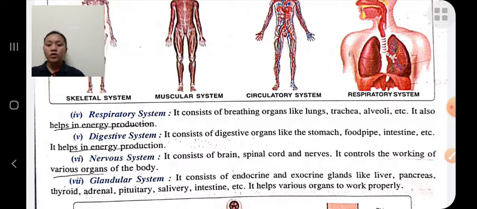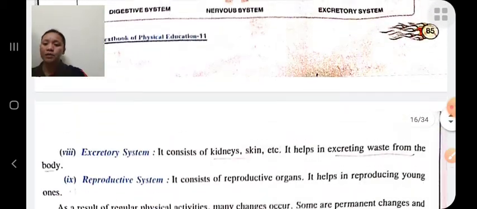The glandular system helps various organs to work properly. It consists of endocrine gland, exocrine gland, liver, pancreas, thyroid, adrenals, etc. This helps various organs to function properly.